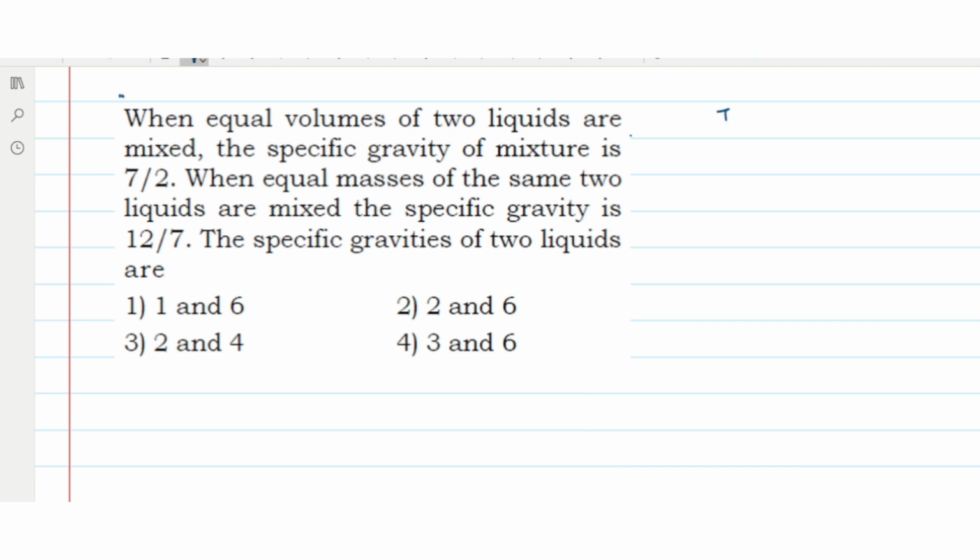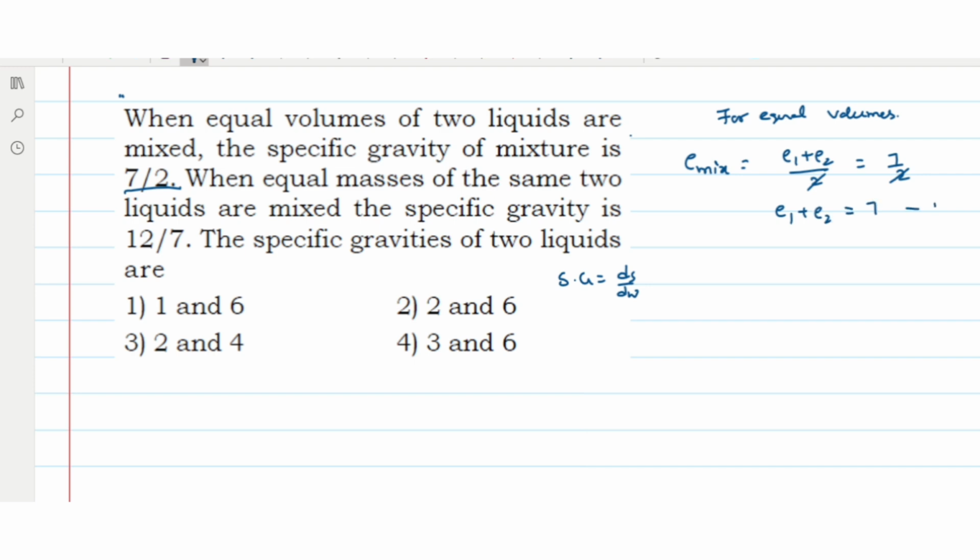So for equal volumes, remember the density of the mixture formula is rho 1 plus rho 2 by 2. This is the formula for equal volumes. The specific gravity formula is density of the substance by density of the water. The specific gravity of the mixture itself is given as 7 by 2. So you take this value as 7 by 2, then the 2 gets cancelled, and we get rho 1 plus rho 2 equal to 7.